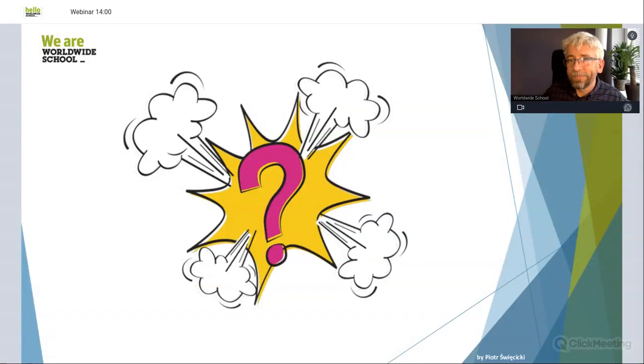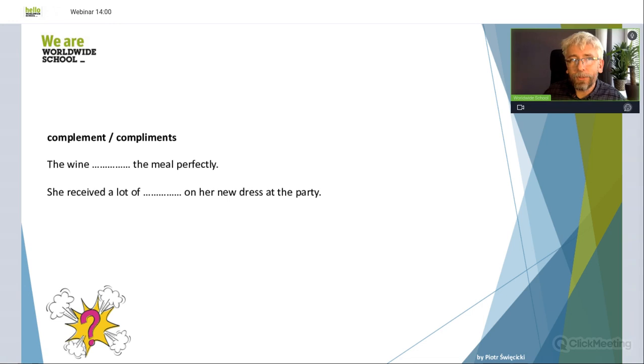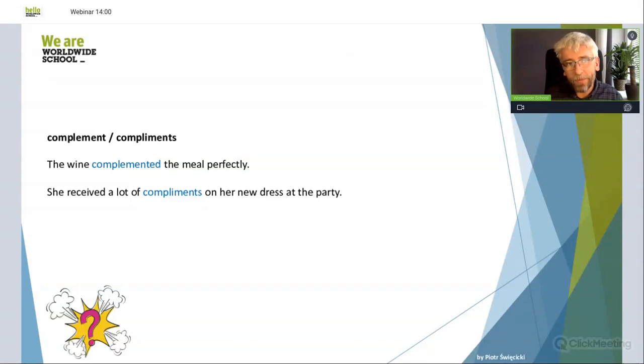Okay, time for an exercise. Let's see if you remember the difference between compliment and complement. Now, this is a joke, right? Because it's going to be the same word in speech. But yes, the difference is that there's a verb and noun in here, right? The wine complemented the meal perfectly. And she received a lot of compliments on her new dress at the party.